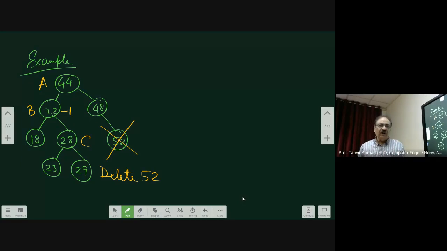Now 44 had a balance factor of +1. Initially it was +1. Right? 1, 2, 3 minus 2, +1. Now once you delete this, it becomes +2. But you check the balance factor of B, it is now -1. Therefore, apply R minus 1.